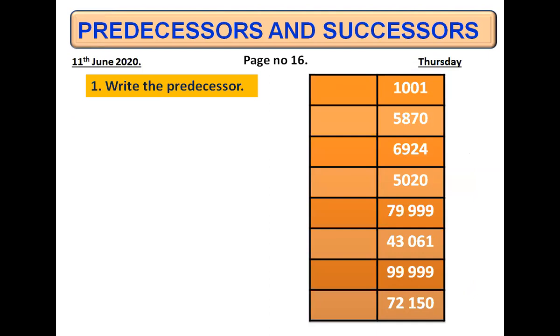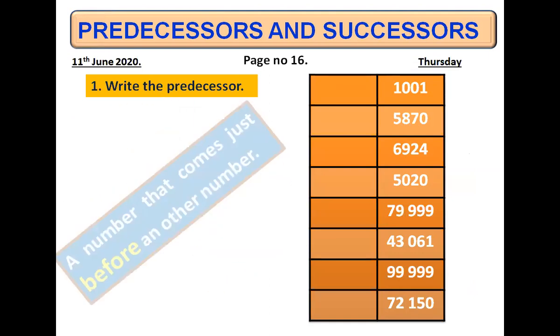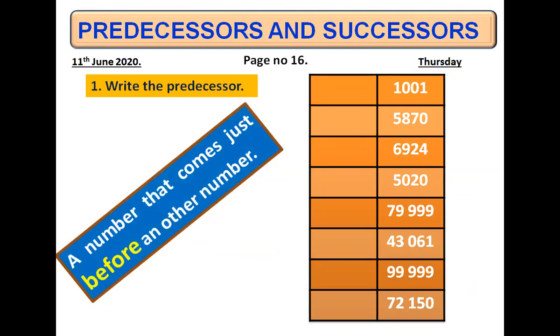So the question here is, write the predecessor. What is a predecessor? If we rewind the definition in our minds, it is a number that comes just before another number. So we are given some numbers and we have to find out what is the number that comes just before each number. Coming to the first entry in the columns, it is 1001. So what comes before 1001? Yeah, definitely, it's 1000.